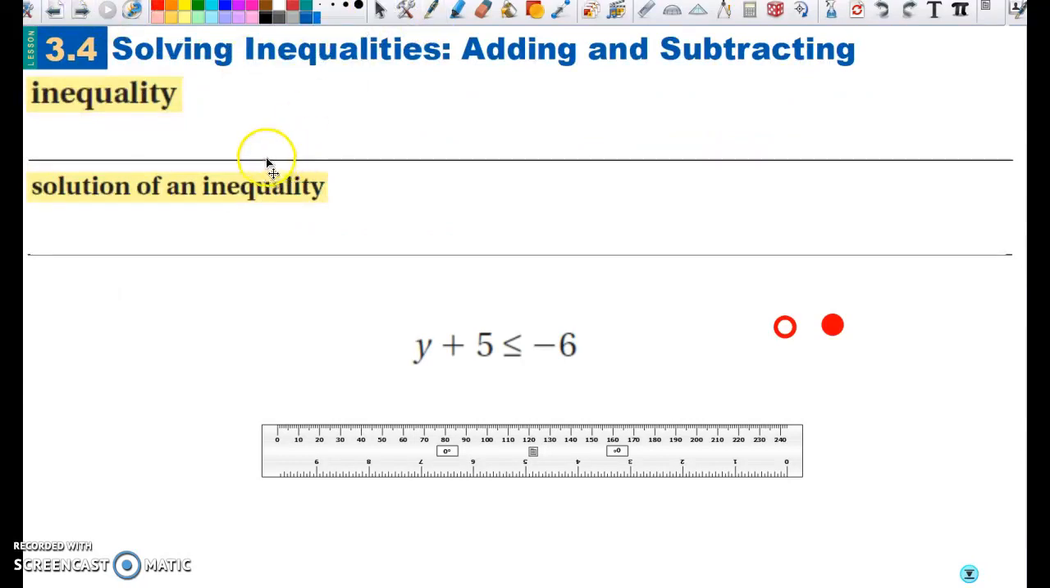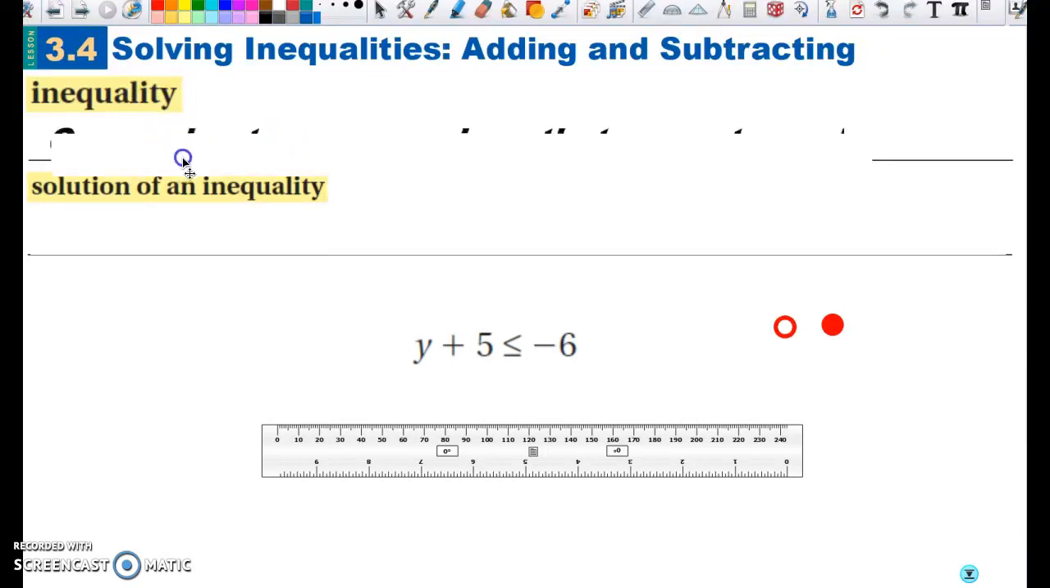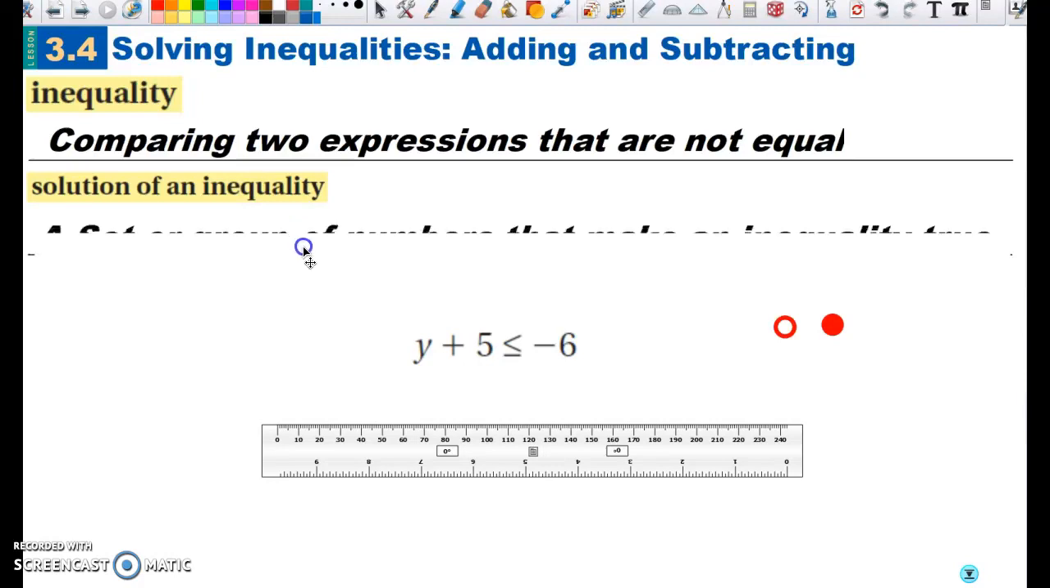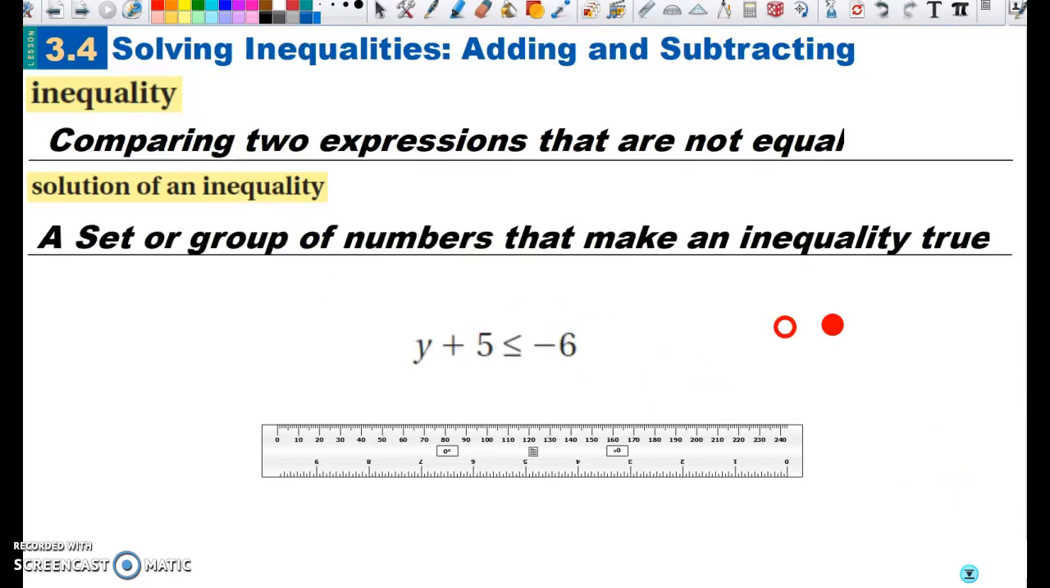Let's talk about what an inequality actually is. Just like an equality says that two things are equal, an inequality is something or an equation that compares two expressions that are not equal. Okay, so I'll give you a moment just to write that down. An inequality compares two expressions that are not equal. Again, pause if you need more time. The solution to an inequality is a group of numbers or a set that make an inequality true.